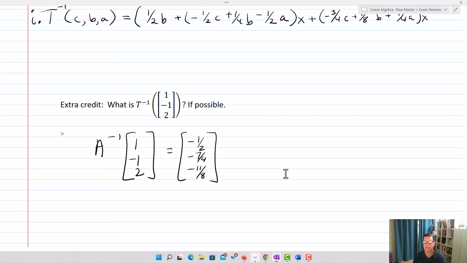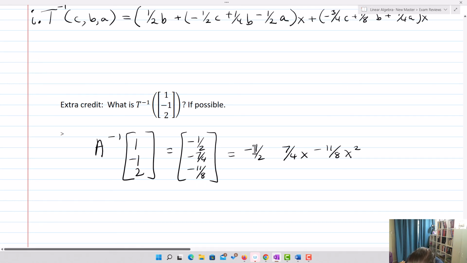And that is what T inverse is under 1, negative 1, 2. Oh, wait. You know what? That's what it is as a vector. And so this equals negative 1/2 minus 7/4 x minus 11/8 x squared. And there we go. That is what it is as a polynomial.